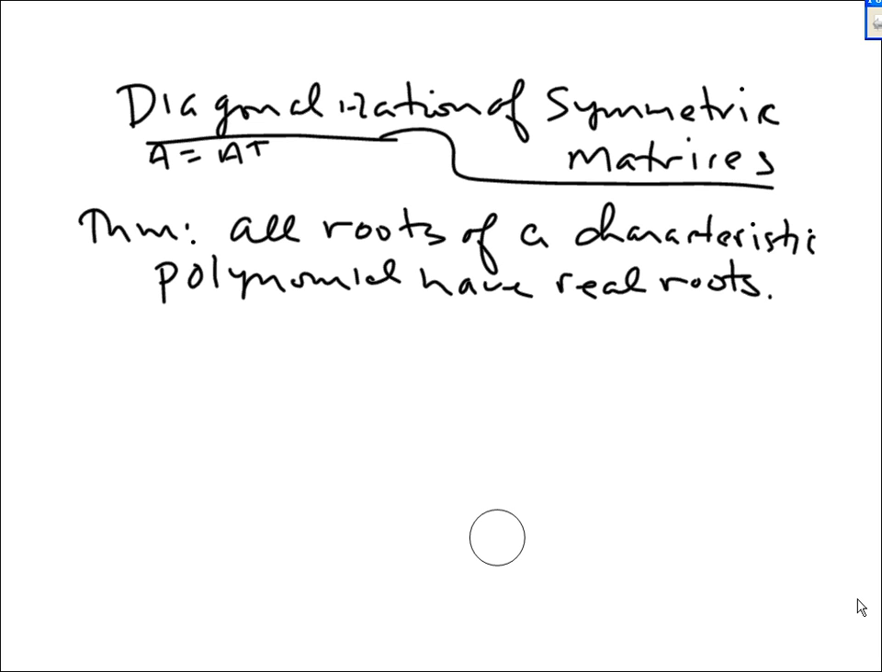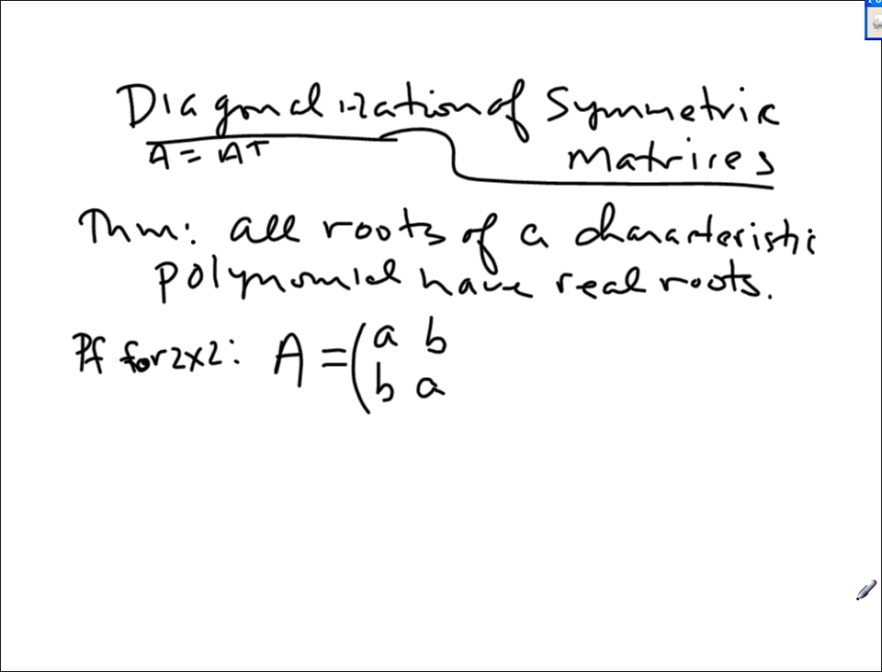Okay, so we want to prove for a 2 by 2 matrix that this is true. And we just write down a matrix A that happens to be symmetric, and we take it from there. Proof for 2 by 2 matrix. If A is symmetric, then A would equal [[a, b], [b, d]].